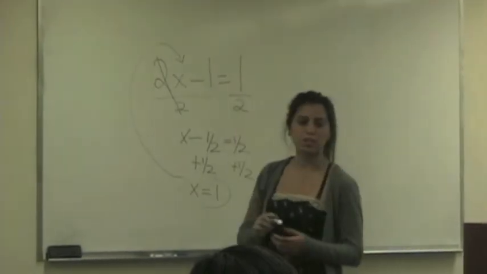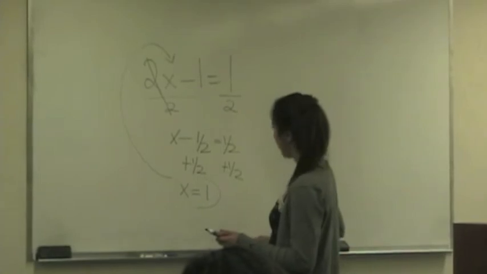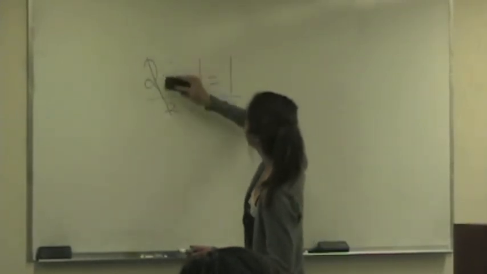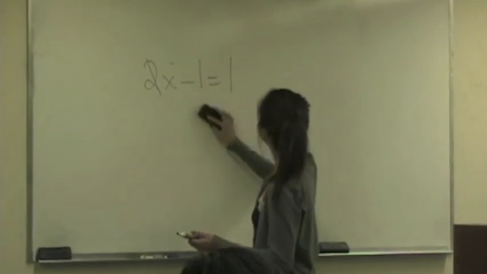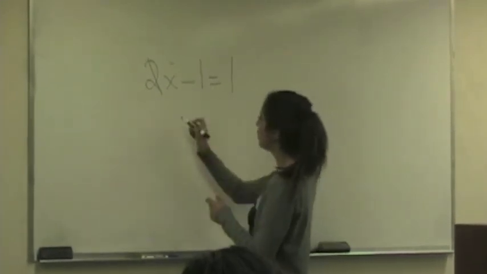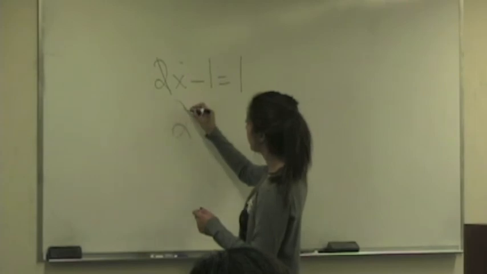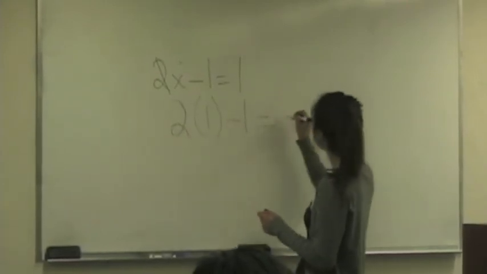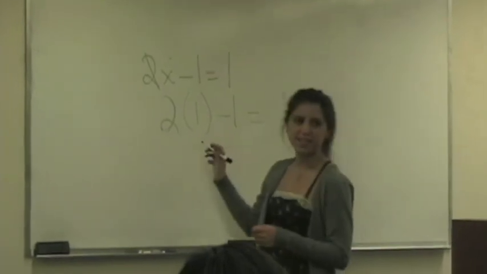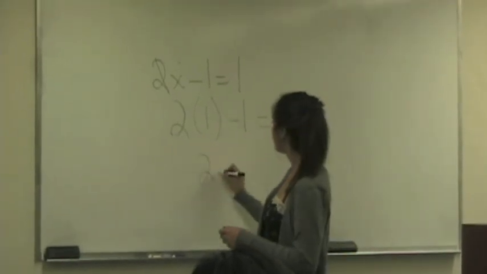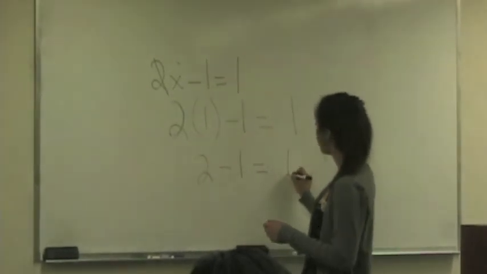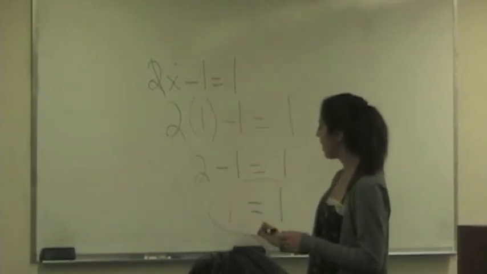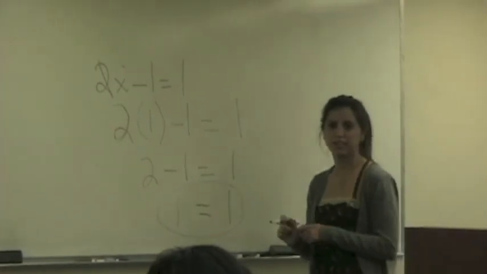Would you guys like me to show you an example of this? Yes. Okay. Okay, so we have 2, and then what was x? 1. Thank you. Minus 1 equals 1. So 2 times 1 is? 2. Minus 1 equals 1. So then we have 1 equals 1. So that justifies that we got our answer correct.